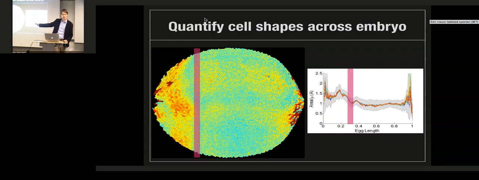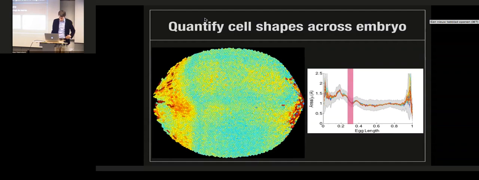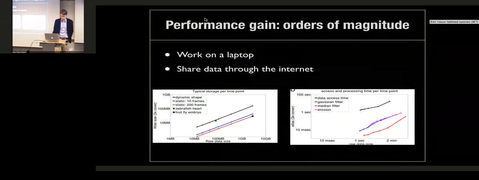But the error rate in this center part is very low, and you can really look at all thousands of cells in the embryo simultaneously like this in a very easy way. This was a video too, but I'll skip over it. In a way, that's convenience of analysis and visualization.